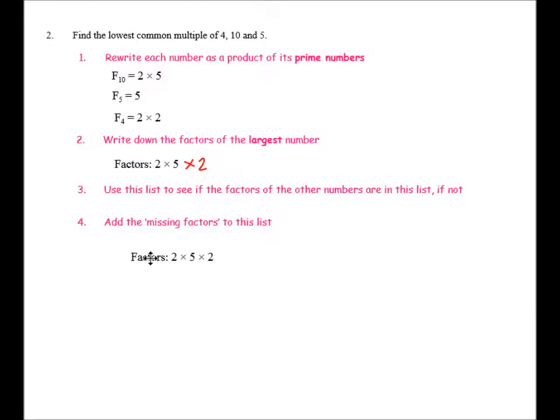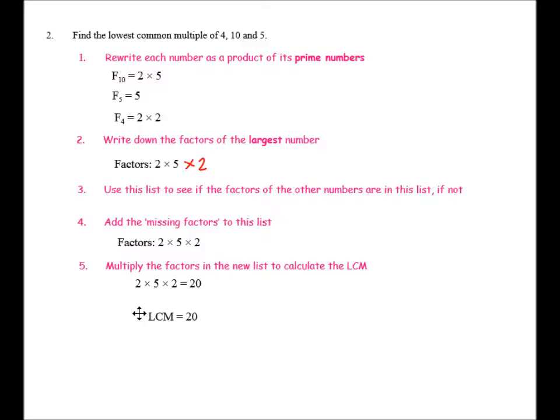So the list to make up the lowest common multiple will be found using the factors 2, 5, and 2. Once I have all the factors that would make up each of those numbers, I multiply all the factors in the new list to calculate the LCM. So 2 multiplied by 5 is 10. 10 multiplied by 2 is 20. So the lowest common multiple is 20.